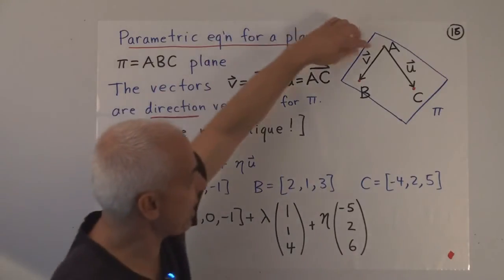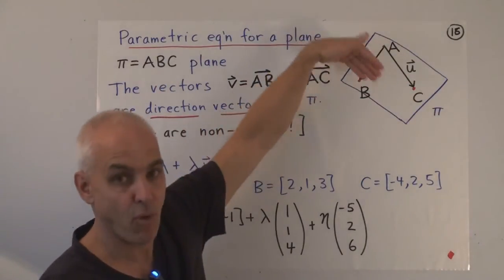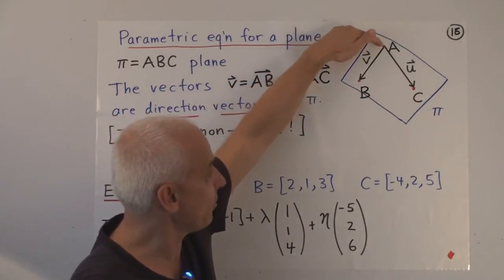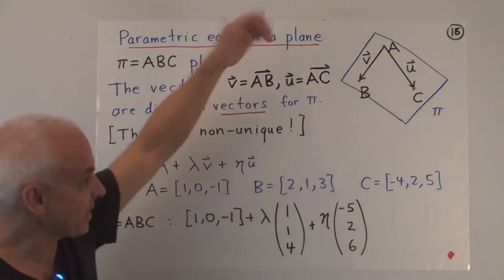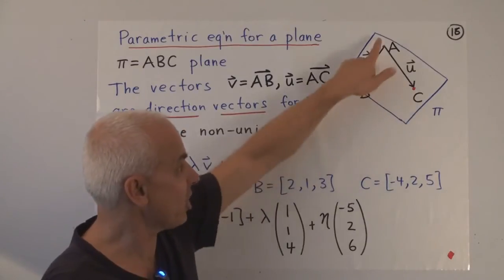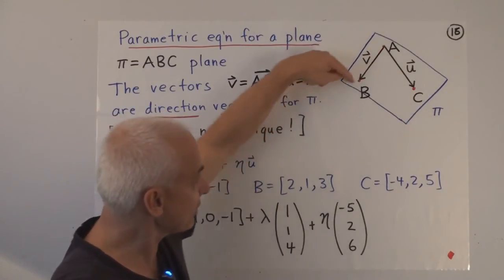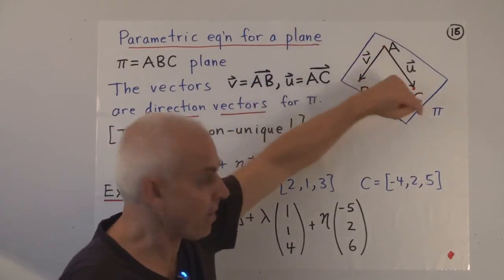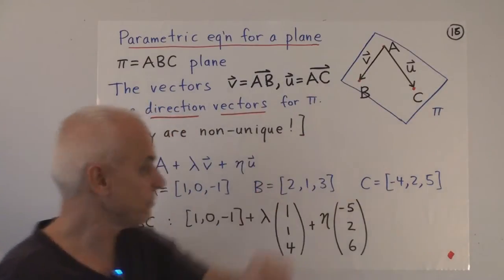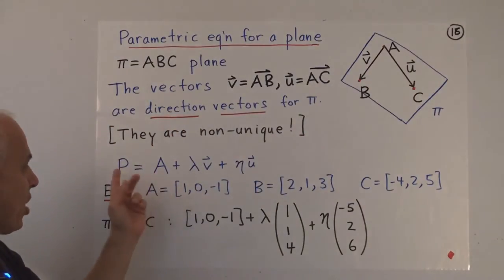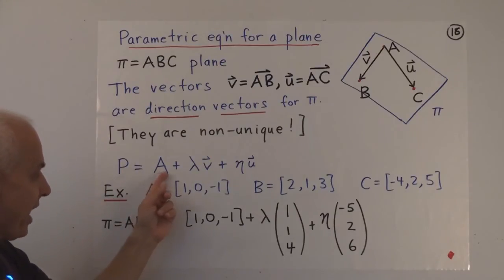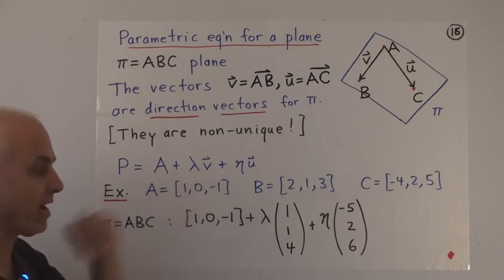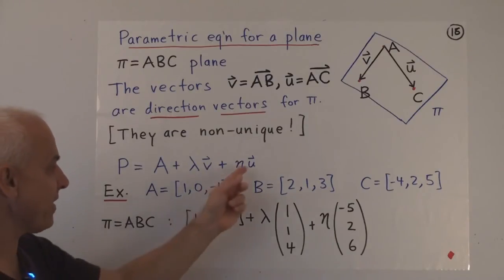But then we can describe the plane, or a general point on the plane, in terms of the original point A and these 2 directions. We can say that we can get to any point on the plane by starting at A and going some multiple of V plus some multiple of U. We can write it this way. An arbitrary point P on the plane can be written as: start with the point A, move in the direction V by a multiple lambda, say, and then move in the direction U by a multiple eta.